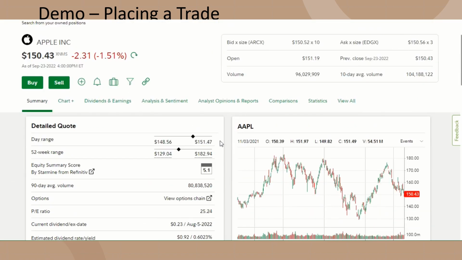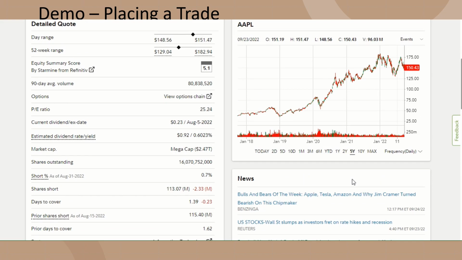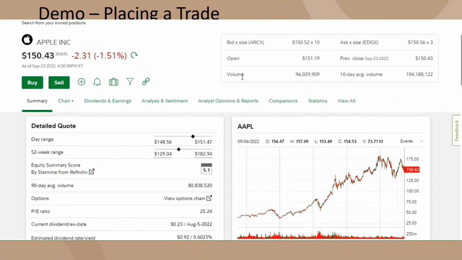And you could move. This is a 1-year chart. You could click on anything like 5 years, and you can see how the stock price has been moving over the last 5 years. This will give a good indication. It's been mostly going up except for the last year where there's a lot of volatility and it's been moving up and down. And so this will give you a good indication of the stock price movements.